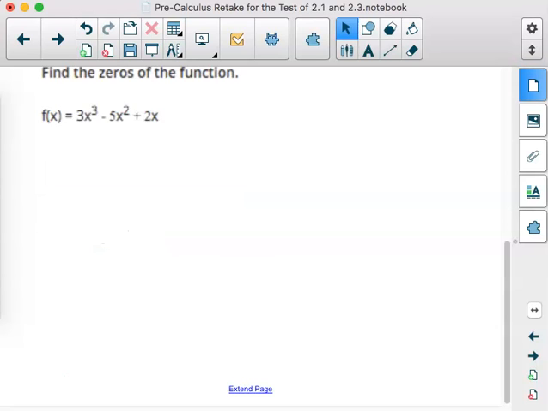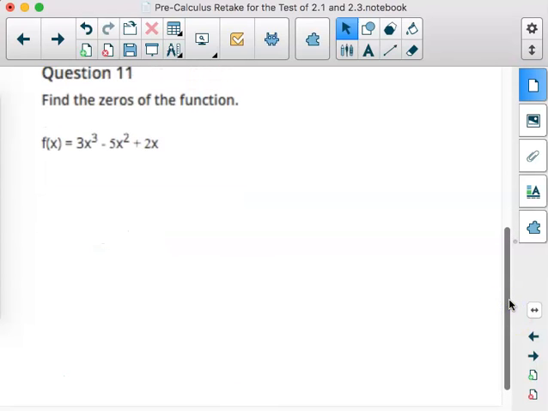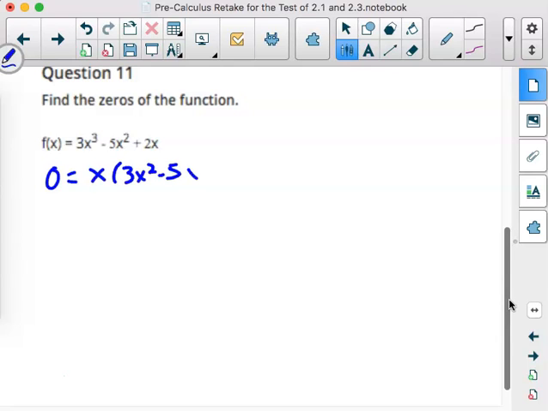Question 11. Find the zeros of the function. Well, that means factoring. That's always the best way to figure out where the zeros are. So I don't want f of x there anymore. I want 0, because that's what I want to know. Greatest common monomial factor is an x, so take that out. And then it is probable that we will be able to continue on factoring here with a 3x and an x being the only options for 3x squared.